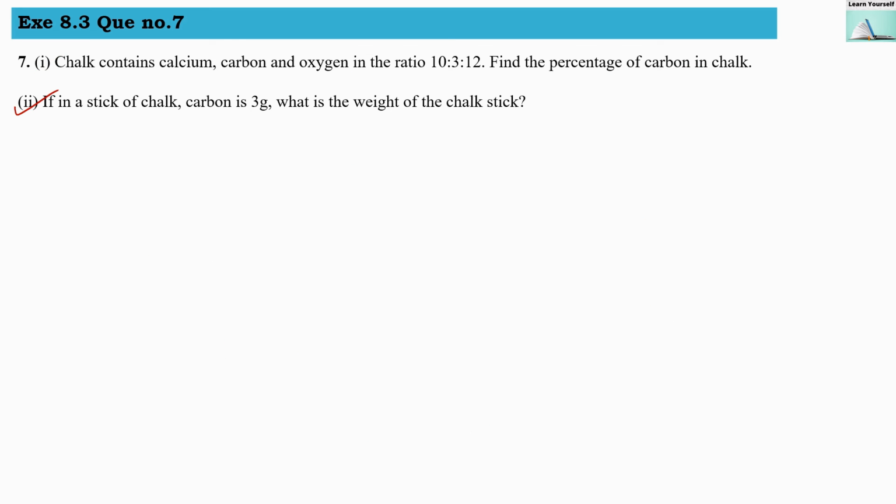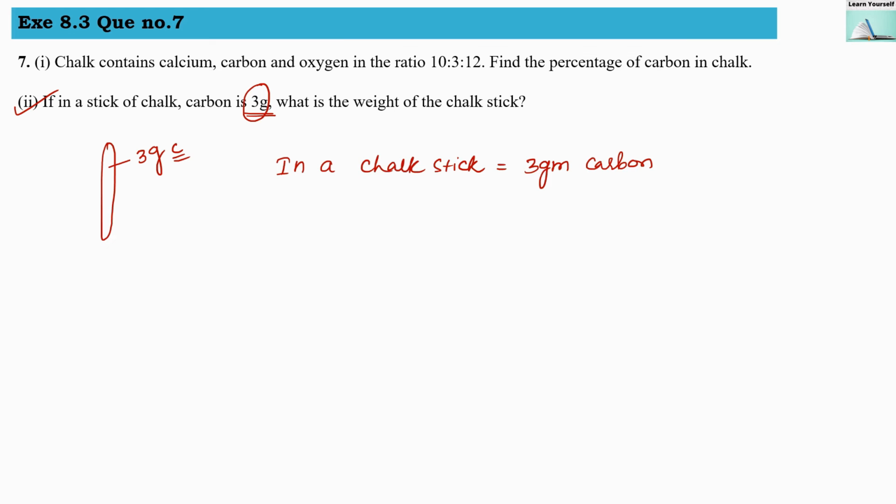Now the second question. If in a stick of chalk, carbon is 3 gram. So in a full stick, 3 gram is carbon. So what will be the weight of the chalk stick? We know that carbon is 3 gram in a chalk stick, and carbon is 12%. We got this from the earlier answer. So if we are going to find the 100% weight, what will be the weight of a complete chalk stick? 100% will be a full chalk stick. So what will be the weight of the full chalk stick?